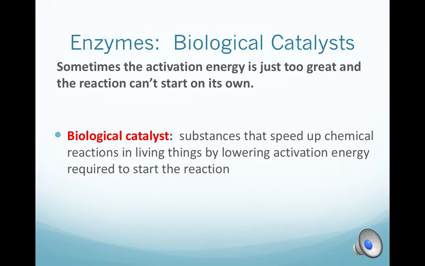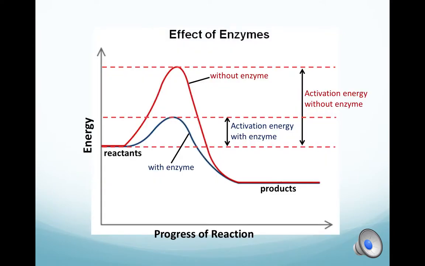We use biological catalysts known as enzymes. A biological catalyst is a substance that speeds up a chemical reaction in living things. Catalysts speed up chemical reactions by lowering the activation energy, so lowering the hill you have to push the ball up over in order to start a reaction.